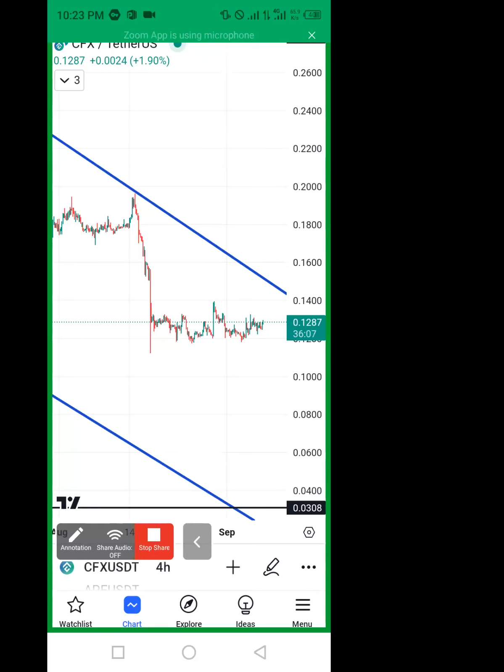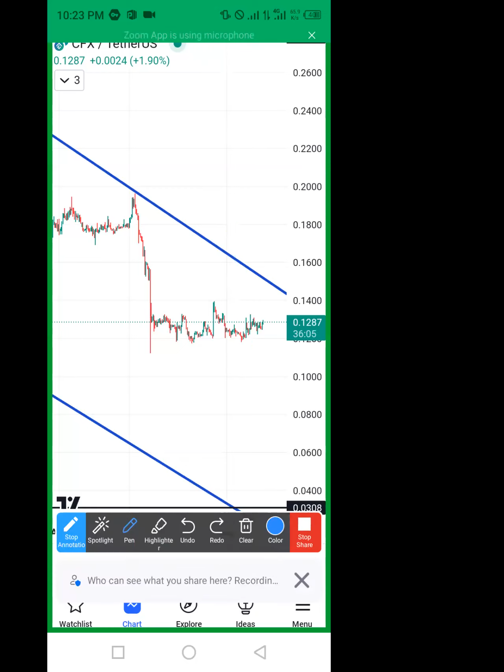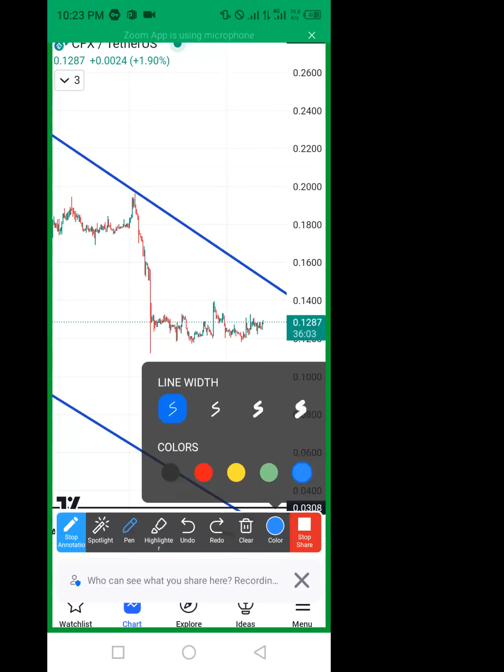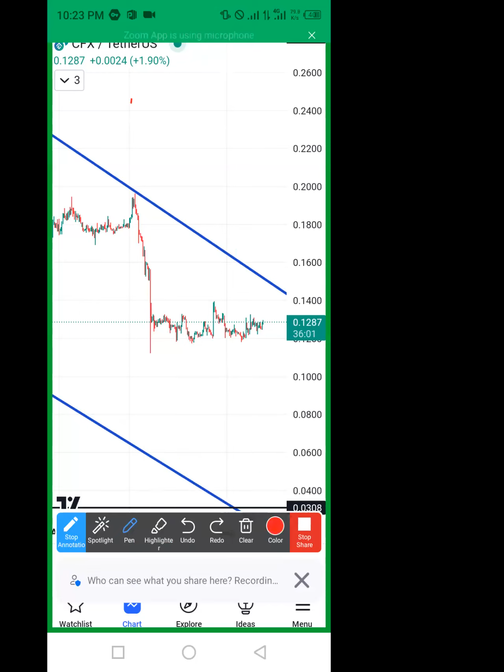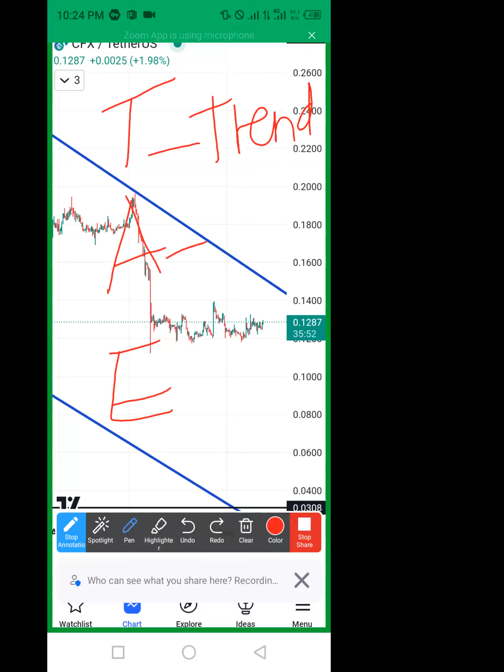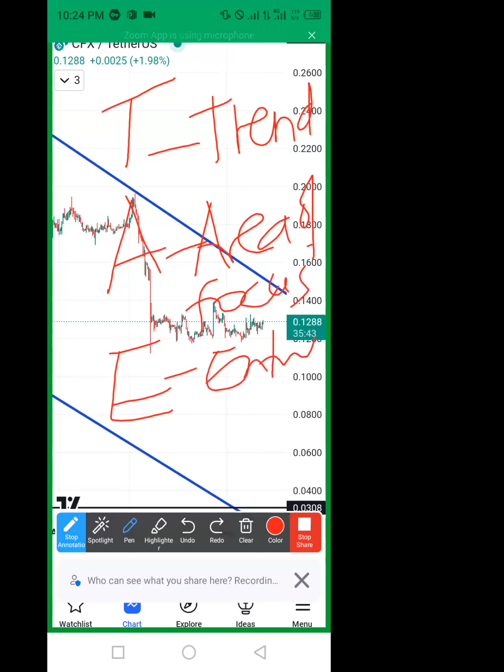Remember, I said we are doing TAE. And what is TAE? Trend. Identify the trend. Then area of focus. Our area of focus, we said, is support and resistance. And then find the entry, find the entry point.